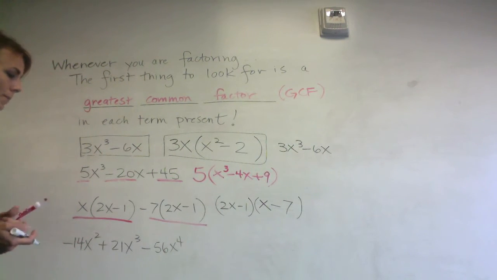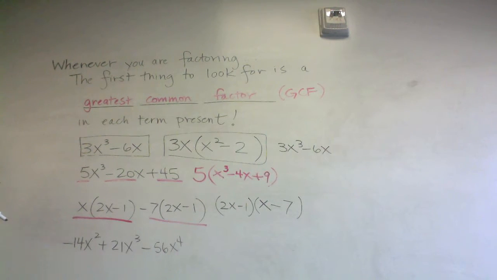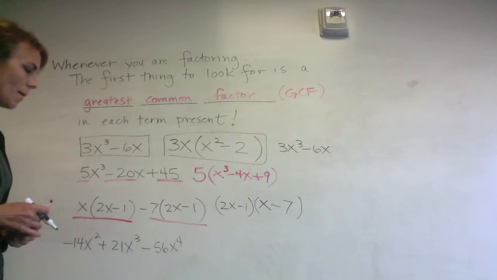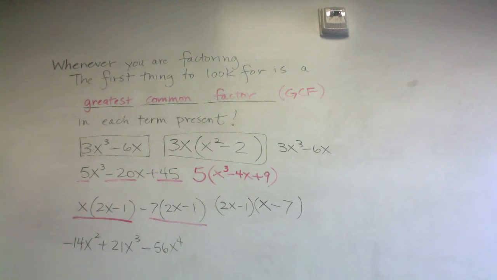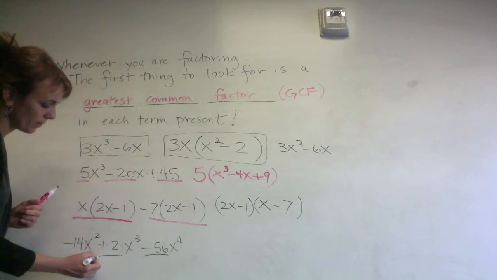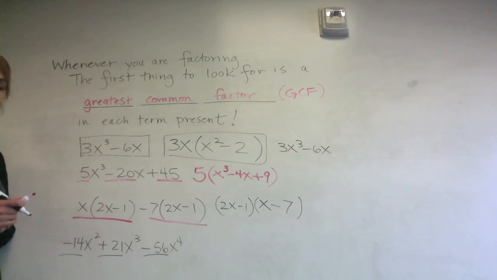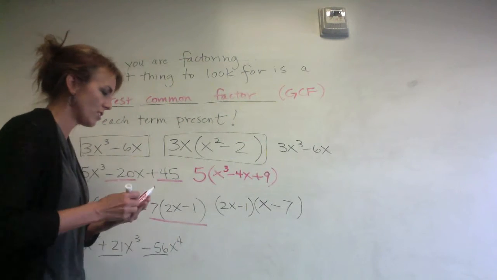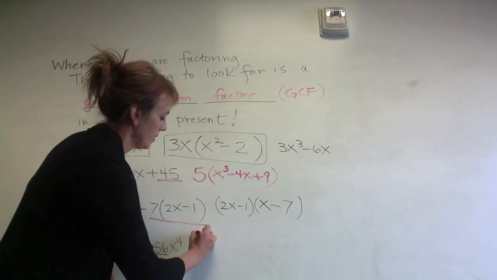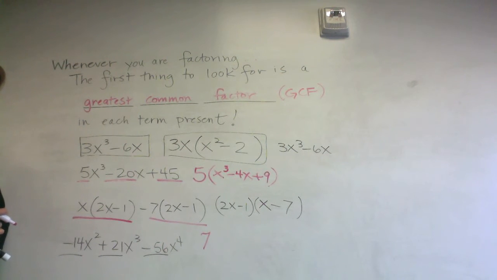Okay, last example here. We have negative 14x squared plus 21x cubed minus 56x to the 4th. Let's see if we can find a common factor for our coefficients. Negative 14, positive 21, and negative 56. I think that factor would be 7. What do you think? Let's see. I'm going to change colors so you can see. 7. All right, so I have a 7 here.